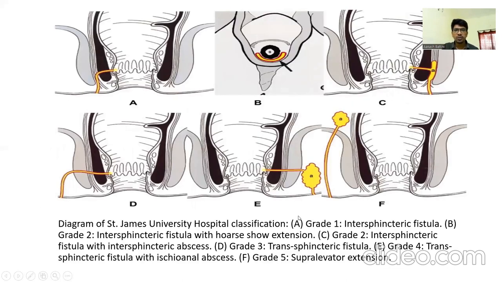St. James University Hospital classification. Grade 1, diagram A showing intersphincteric fistula and diagram B showing intersphincteric fistula with horseshoe extension. Diagram C showing intersphincteric fistula with intersphincteric abscess. Grade 3 shows transphincteric fistula and grade 4, transphincteric fistula with ischioanal abscess, and grade 5 is supralevator extension.